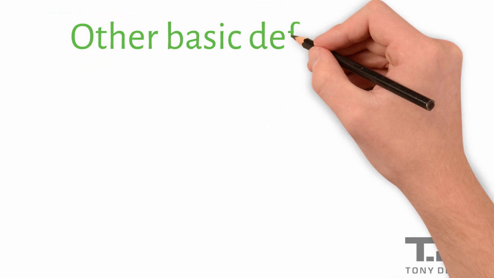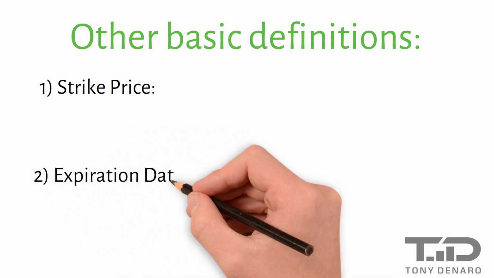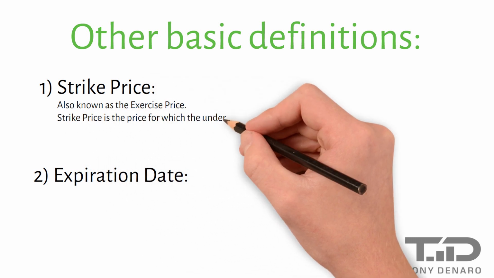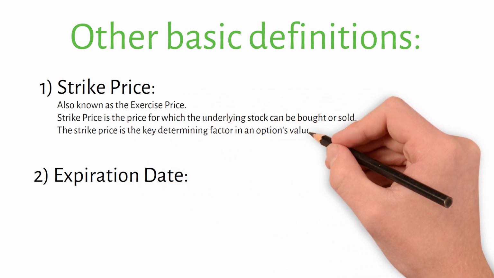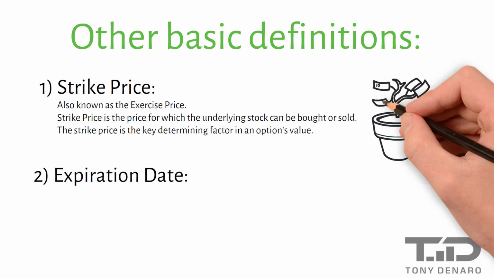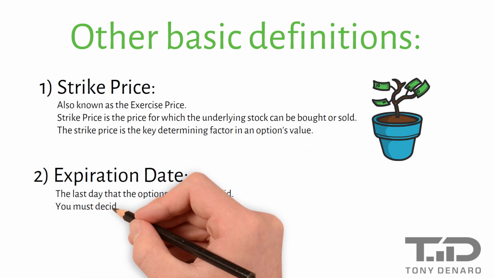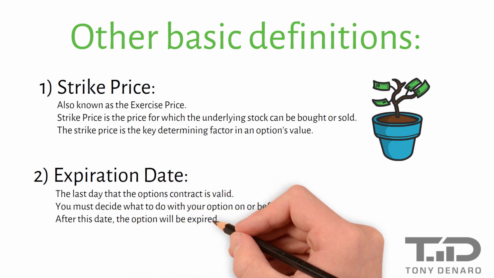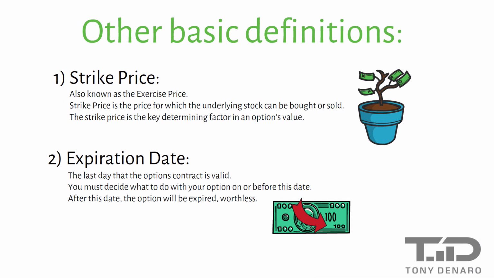Now let's talk about some other basic definitions before we can get into the next lessons. First of all, what is the strike price? What is the expiration date? The strike price is also known as the exercise price. It is the price for which the underlying stock can be bought or sold. This is the key determining factor in an option's value. The expiration date is the last day that the options contract is valid. You must decide what to do with your option on or before this date. After the expiration date, the option will expire worthless.